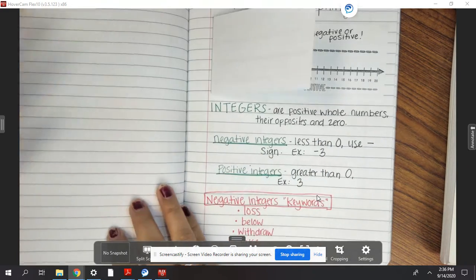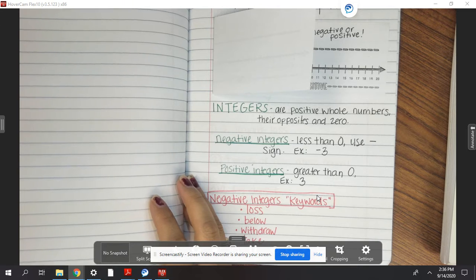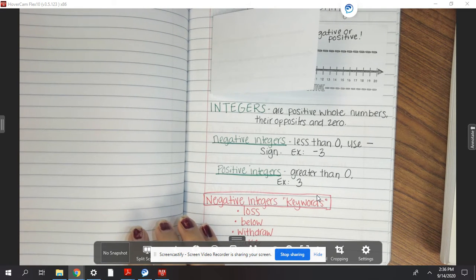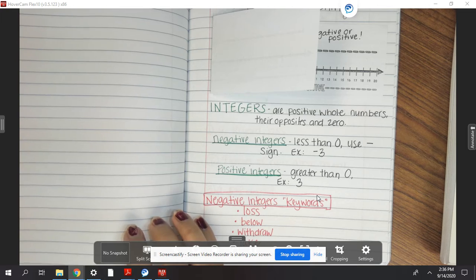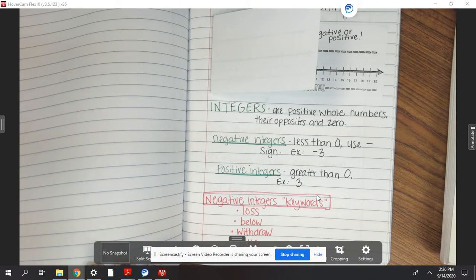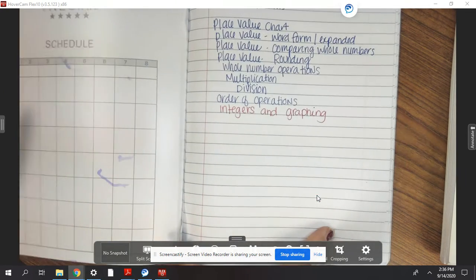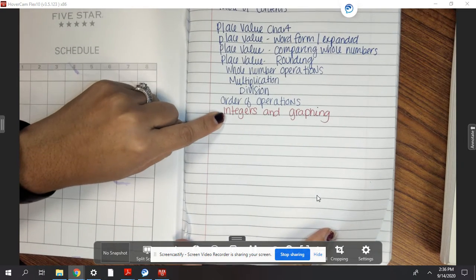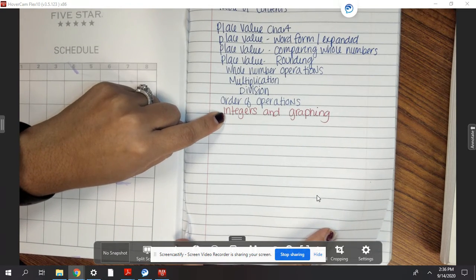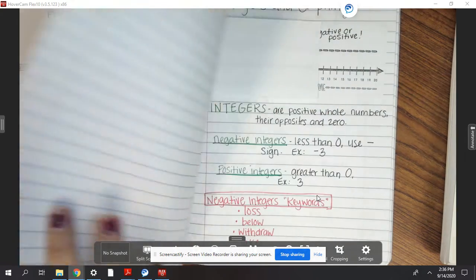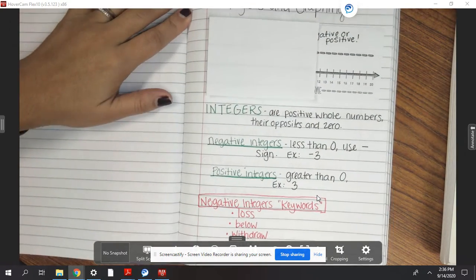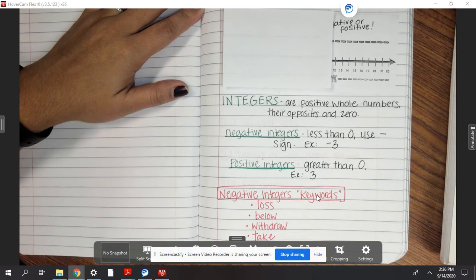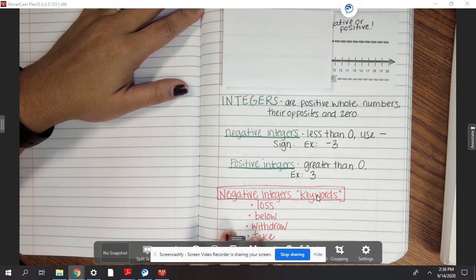So if you're doing your notebook, which I highly suggest you do, if you are in Pathway 2, you probably should go ahead and start getting a notebook ready because it's probably going to be beneficial to you later. Here were the table of contents that you guys already did. And then today we're doing integers and graphing. So you can go ahead and add that to your notebook. You can go ahead and pause if you want to write these notes. I'm just going to go over them so you know what they mean.